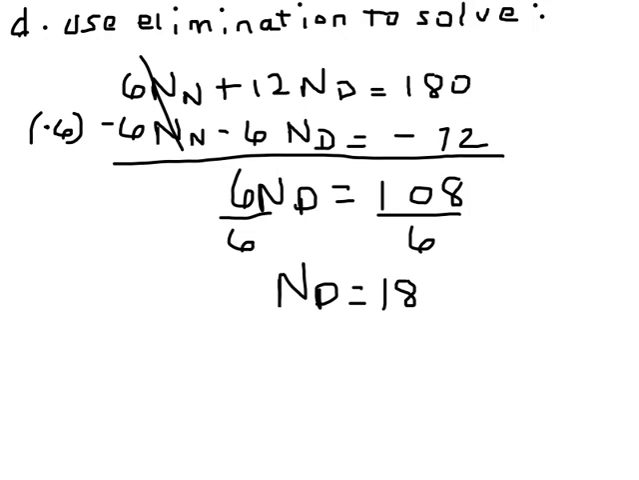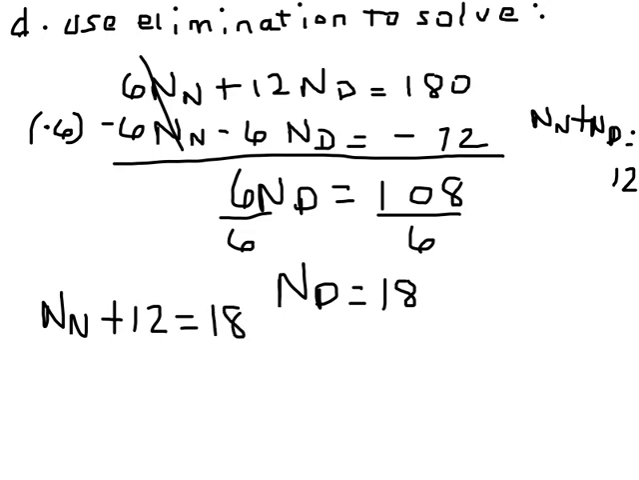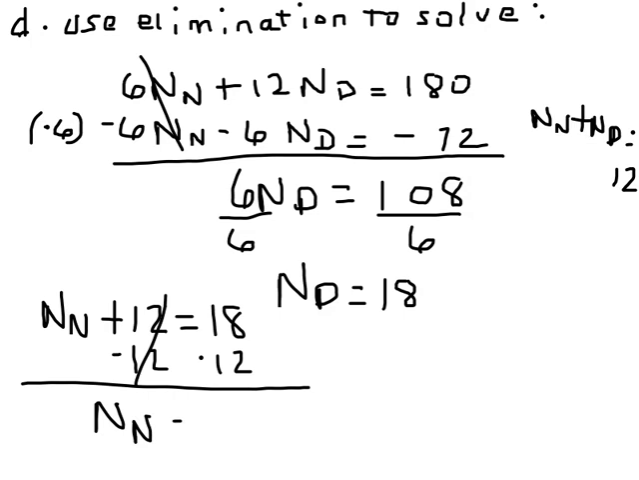I should have gotten my original here before I multiplied anything, was nn plus nd equals 12. So if that's the case, then I can say nn plus 12 equals 18. And if I subtract 12 from both sides, nn equals 6. All right, good job.